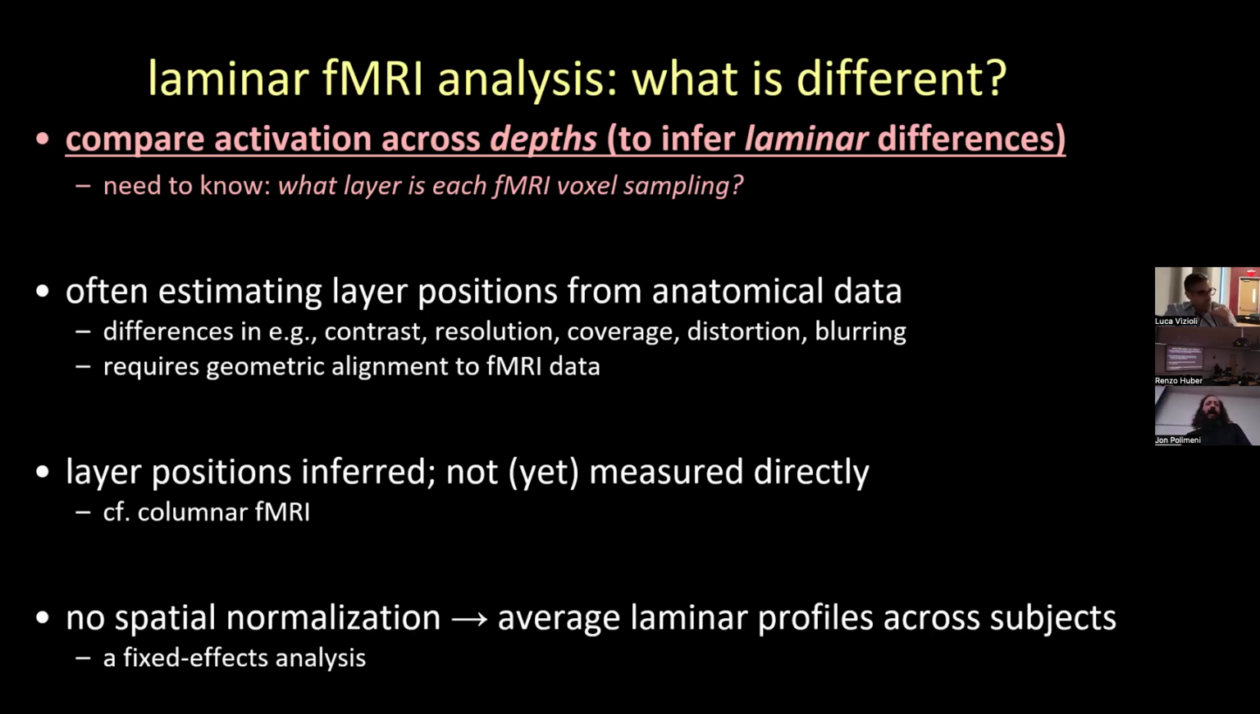Now, in laminar fMRI, we typically don't perform much in the way of spatial smoothing. We also don't perform any spatial normalization. We typically instead will average these laminar activation profiles across our subjects, which is a form of fixed effects analysis. And so we'll be hearing more about that throughout the course.